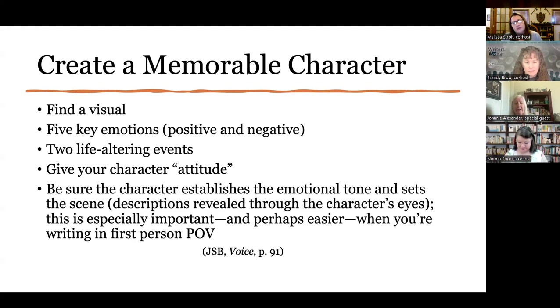Two life-altering events in their past, and then give your character attitude. And then be sure the character establishes the emotional tone and sets the scene so that descriptions are revealed through the character's eyes. And he says this is especially important and perhaps easier when you're writing a first person POV. Okay. Especially you need to do it then. Everything needs to go through that character's eyes.